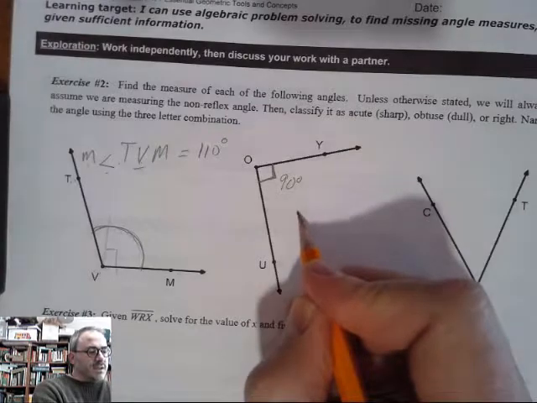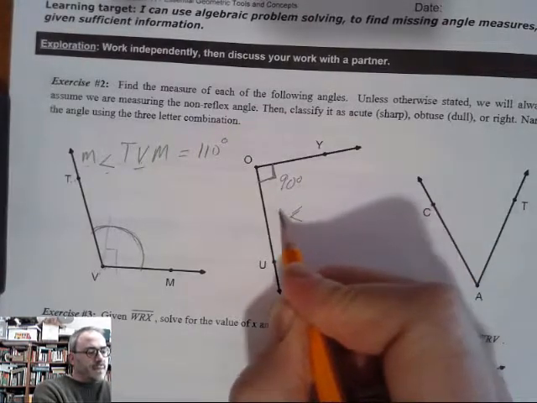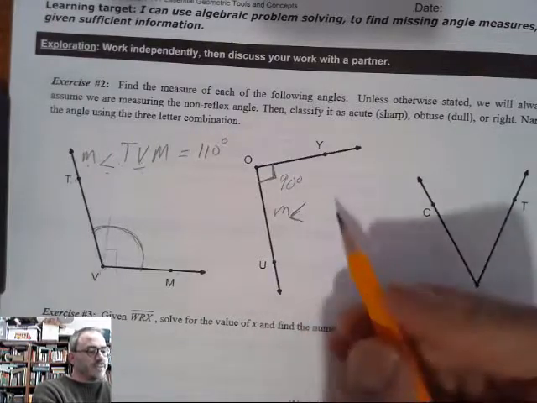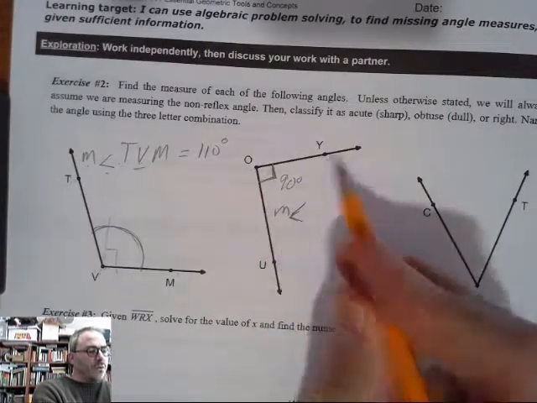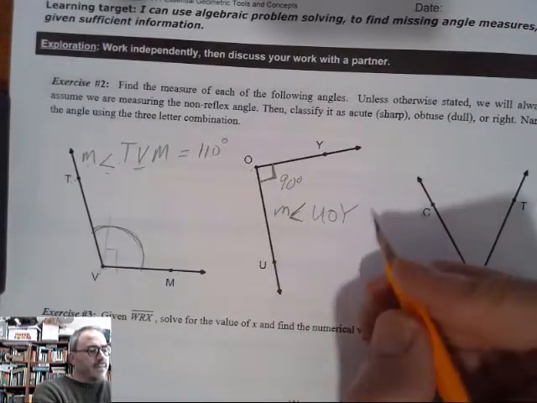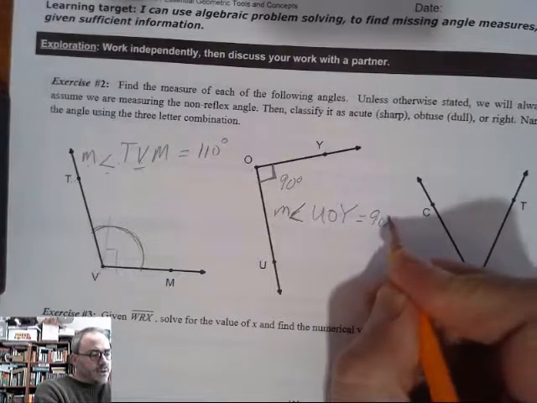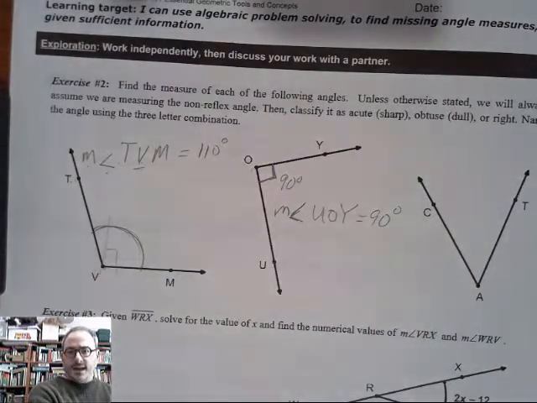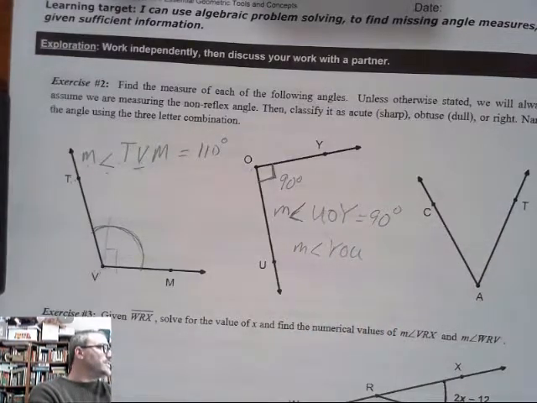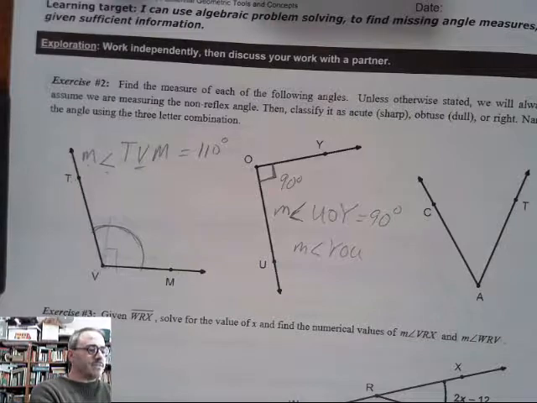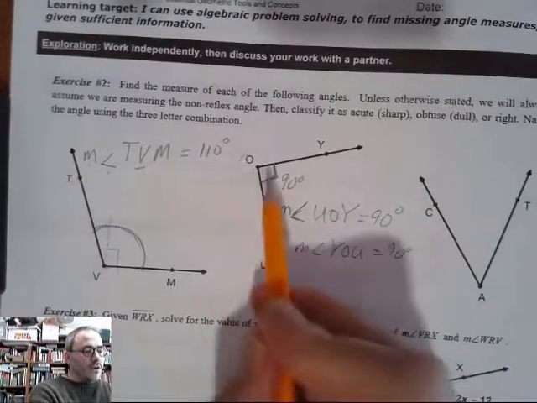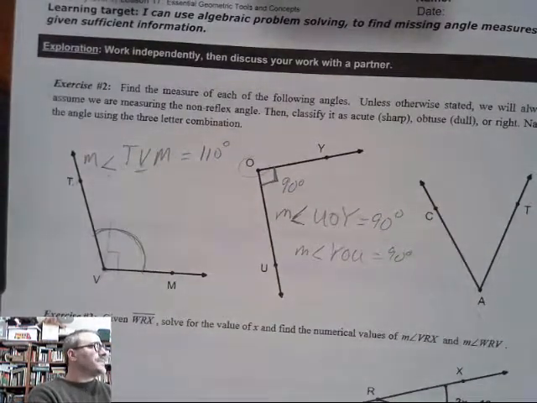So I'm going to say angle, oop, let me put my M in there. The measure, because I'm measuring. The measure of angle UOY is equal to 90 degrees. And I could have just as easily said the measure of angle YOU. Either one works. That's equal to 90. Again, just as long as the O, the vertex, is in the middle, we're good.